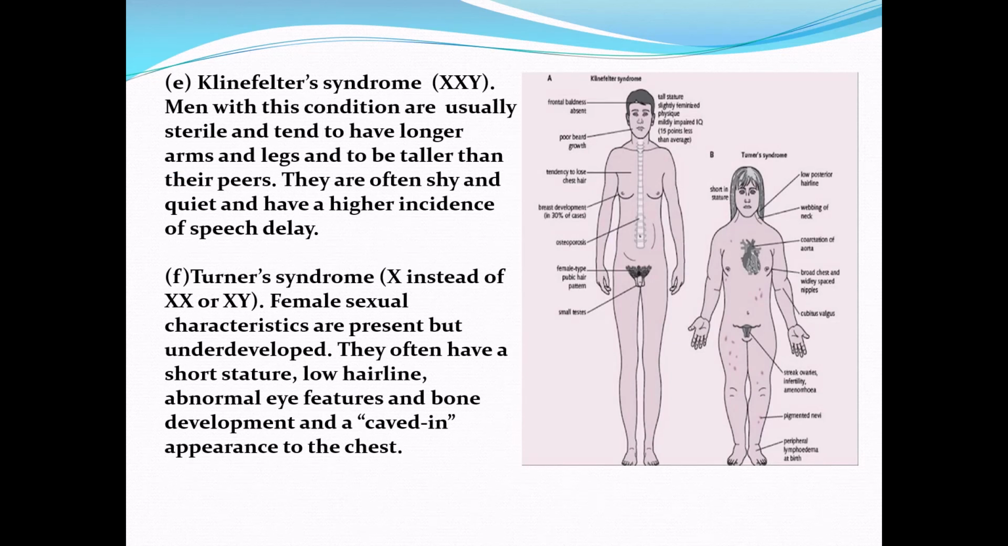Next we have Klinefelter syndrome, or XXY. Men with this condition are usually sterile and tend to have longer arms and legs and be taller than their peers. They are often shy and quiet and have a higher incidence of speech delay. The last one is Turner syndrome, X instead of XX or XY. Female sexual characteristics are present but underdeveloped. They often have a short stature, low hairline, abnormal eye features and bone development, and a caved-in appearance to the chest.